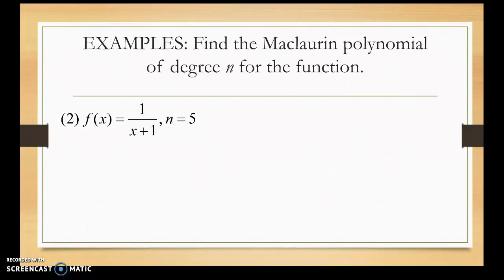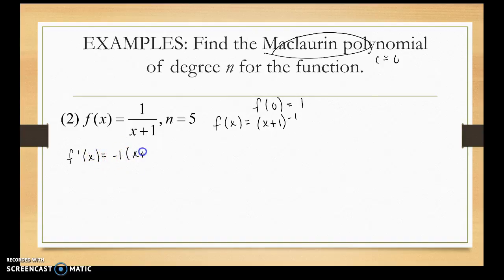All right, so f of x is 1 over x plus 1, another fifth degree. Let's start with f of 0. f of 0 is 1. Okay, Maclaurin polynomial automatically tells us that we're centered at 0. So if I write f of x as x plus 1 to the negative 1, we're finding up to the fifth derivative here.